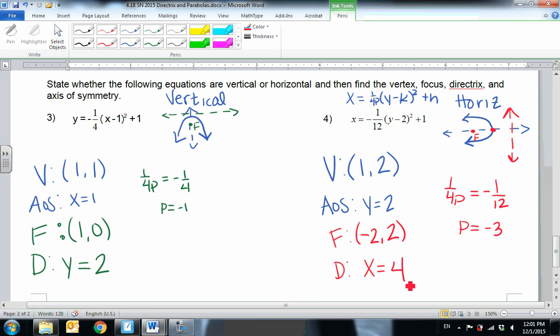So 2 new things to think about, the focus and the directrix, okay? And sometimes it's going to be horizontal. For your test, you will be given this equation and the vertical equation. But it's not going to say this one's vertical, this one's horizontal. You've got to know which one's which, okay? But it's going to tell you where the h and the k are to help you remember. Okay? Questions? All right, going to get started on our homework.